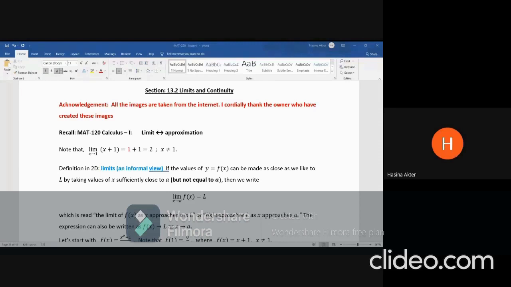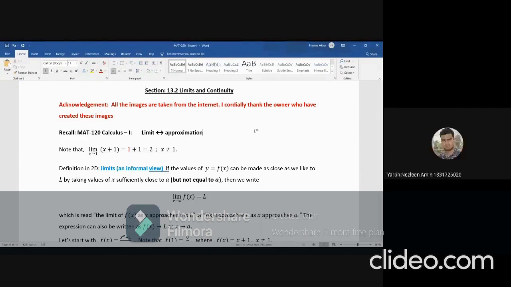Which is on section 13.2. It's recording. Okay, guys. Today, in real sense, I'm not going to start the finding limits in 3D, because if you want to find the limit for a function of two or more variables, then you have to recall the limits of a function of a single variable. Class, are you ready?